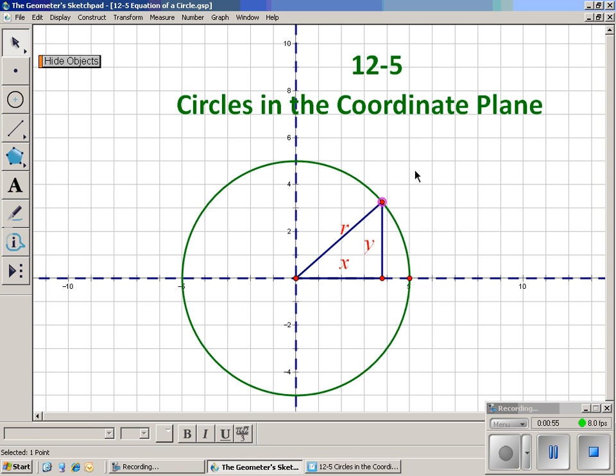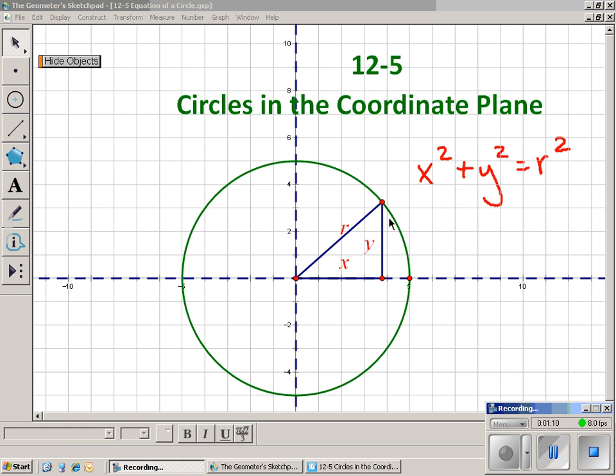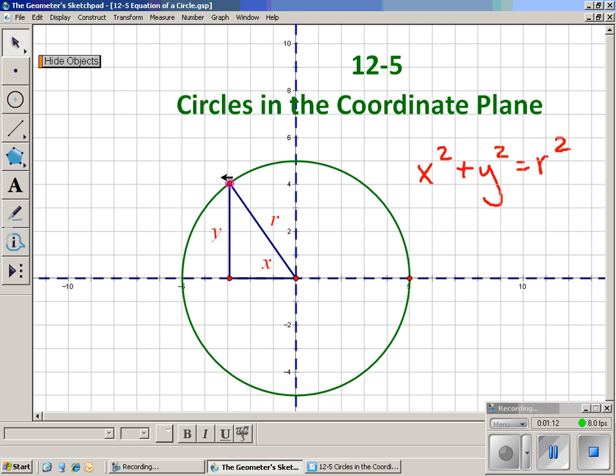Okay, so I can use the variables x, y, and r and the Pythagorean theorem to come up with the equation of x squared plus y squared is equal to r squared. So no matter where the circle is, x squared plus y squared will be equal to r squared. Now that's really easy to see if our center happens to be at the origin, but it's not always at the origin. So let's look at what happens if the circle is not centered at the origin.